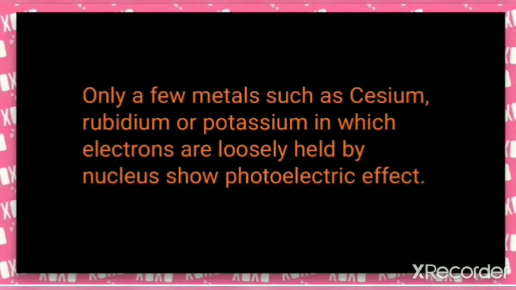Only a few metals such as cesium, rubidium or potassium, in which electrons are loosely held by the nucleus, show the photoelectric effect. These are elements of the first group in the periodic table. They have a single electron in the valence shell that is loosely attracted by the nucleus, so it can be easily ejected when light of suitable frequency strikes it. So only these elements can show the photoelectric effect.